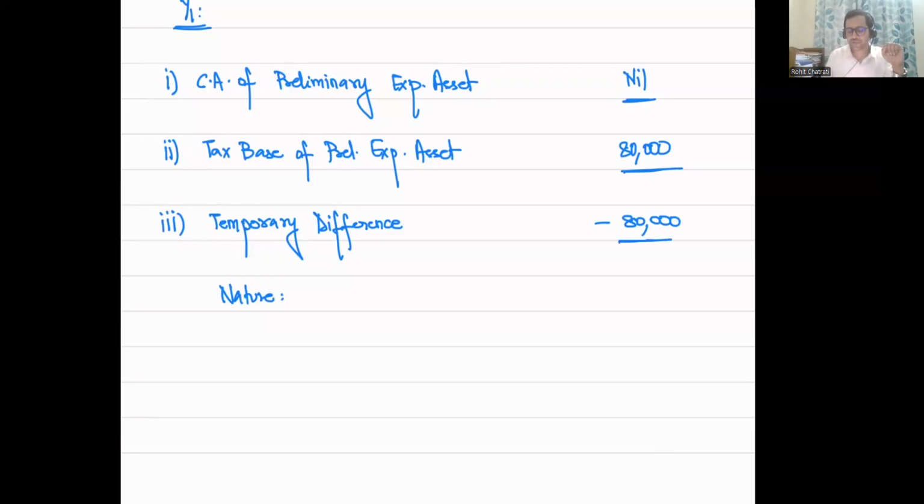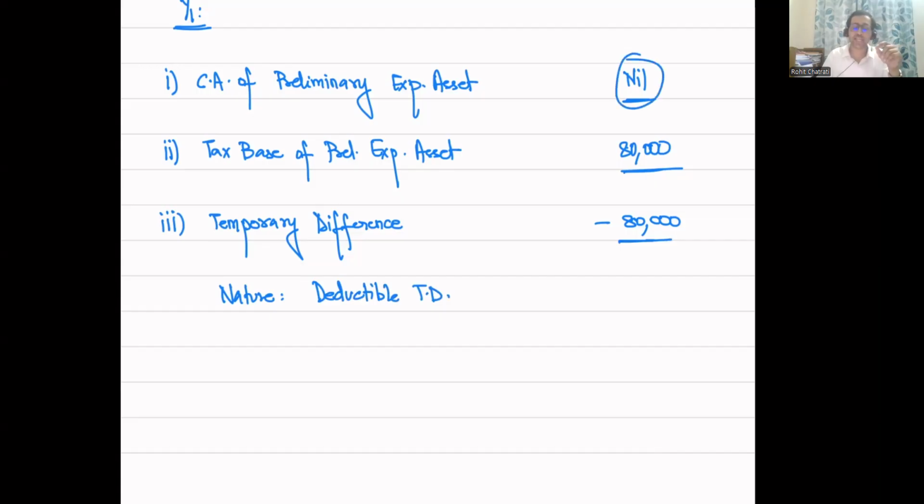Therefore, a temporary difference of negative 80,000 means in future, I am going to be allowed a deduction of 80,000. Therefore, the nature is going to be deductible temporary difference.